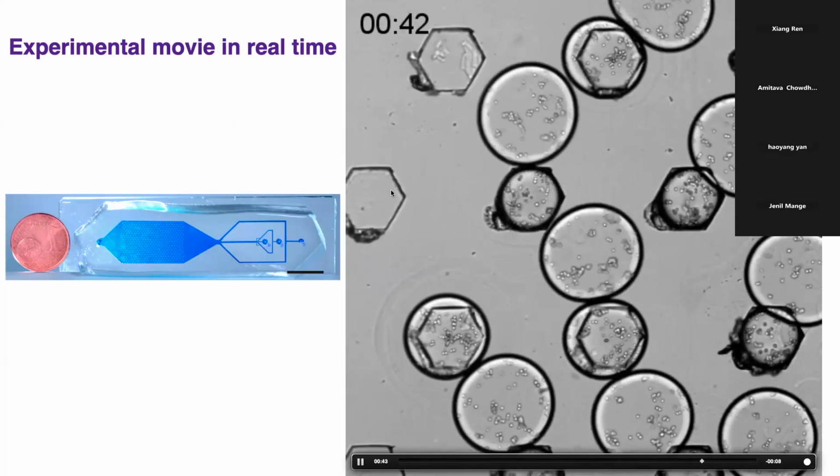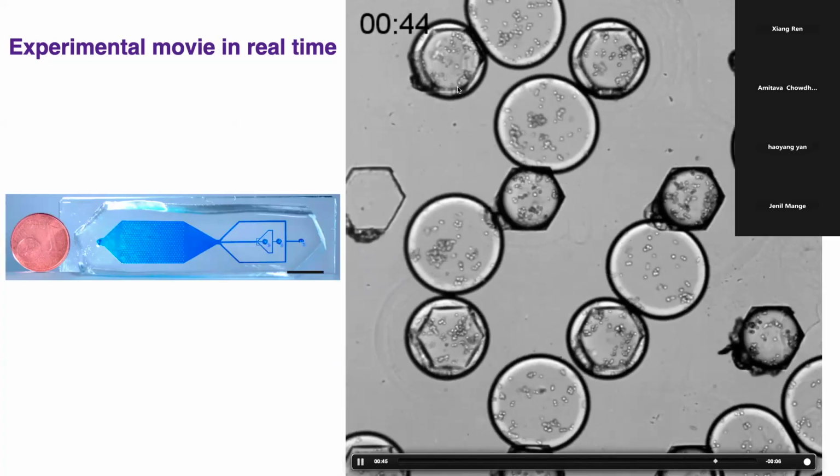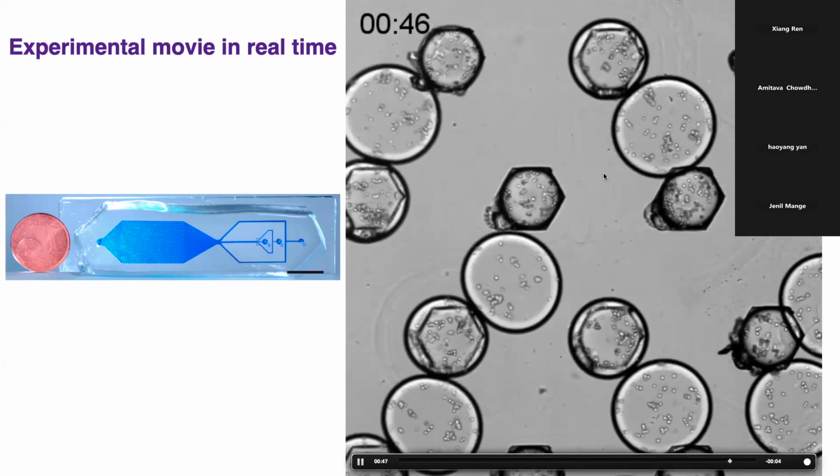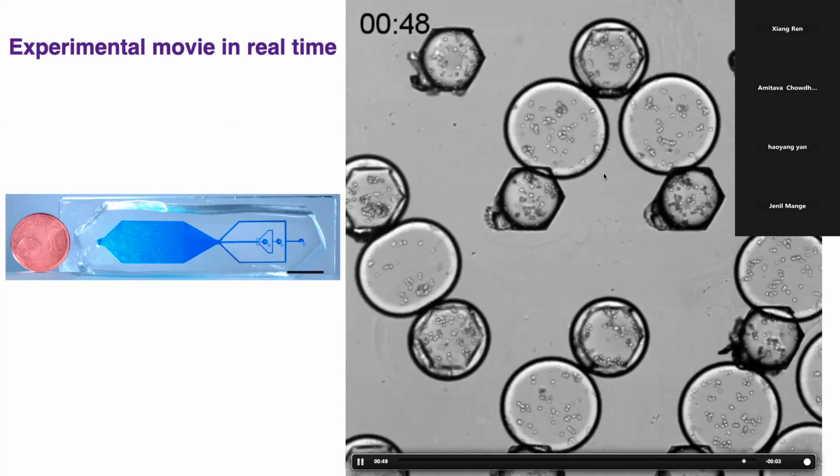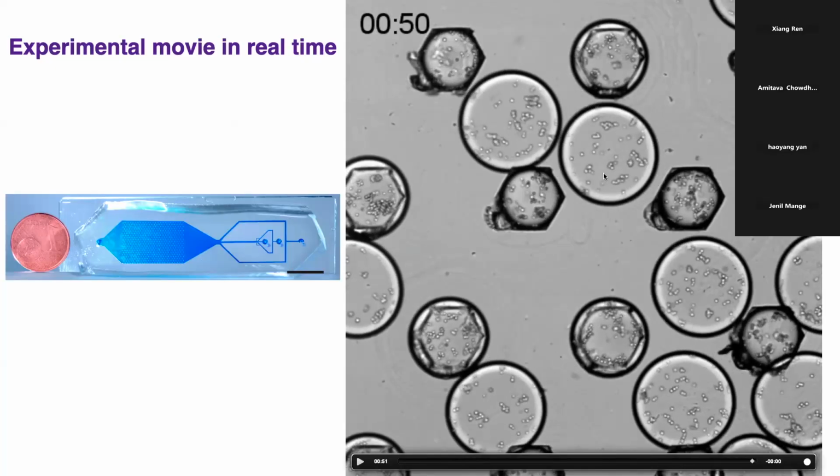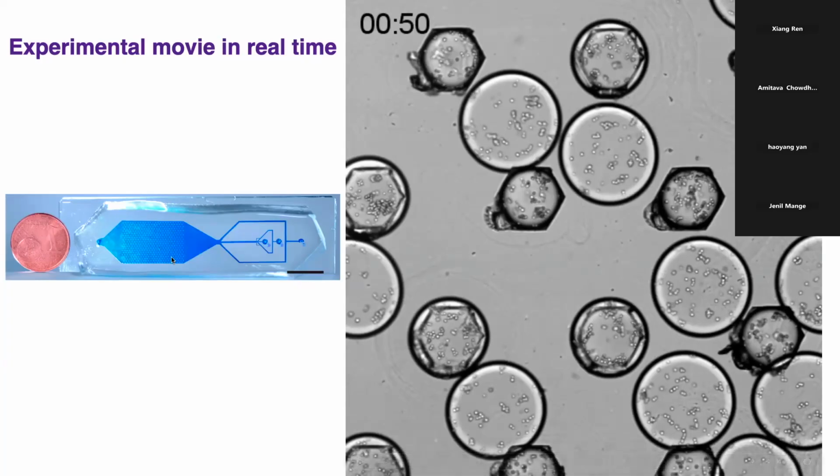The reason why they are trapped is because in between the traps, the droplets are squeezed. And so when they see a region where they can reduce their surface area, they just go inside and stay there to reduce their surface energy. So this was in real time. In 50 seconds, we started filling maybe 3 or 4 of these rows. So in about 5 or 10 minutes, we can fill the complete chip.